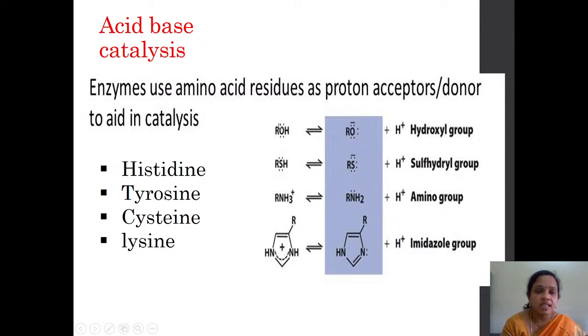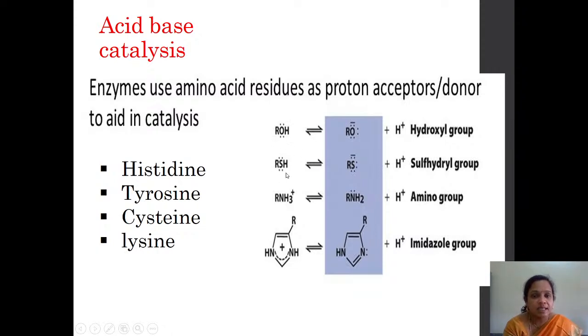So if this is an active site and this is an amino acid, what will it do? It will donate the H plus ion, so a hydroxyl group is provided. When the hydroxyl group is provided, the medium will be changed and that will help in decreasing the activation energy and facilitate the reaction. So this is a structure with OH, which means it is tyrosine.